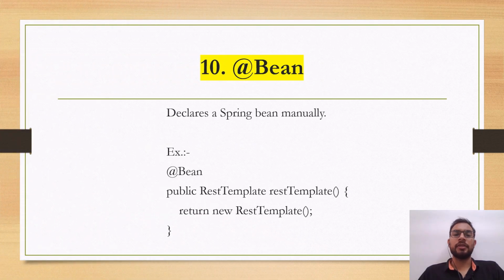@Bean annotation. Declare a Spring Bean manually. It is used to declare a bean manually. For example, we want to make a bean of RestTemplate. So we annotate this with @Bean annotation.